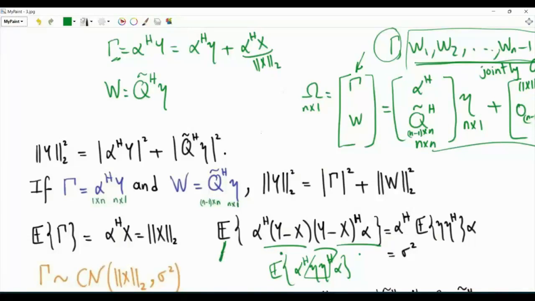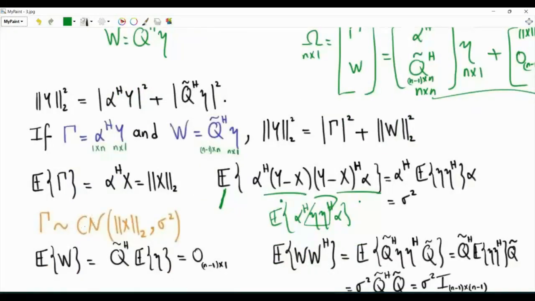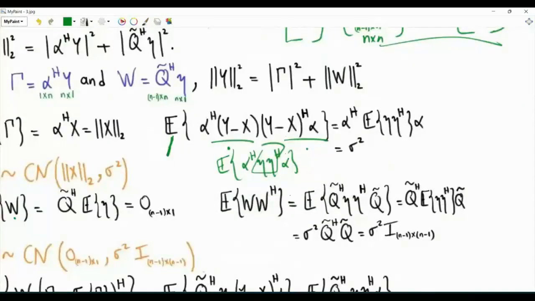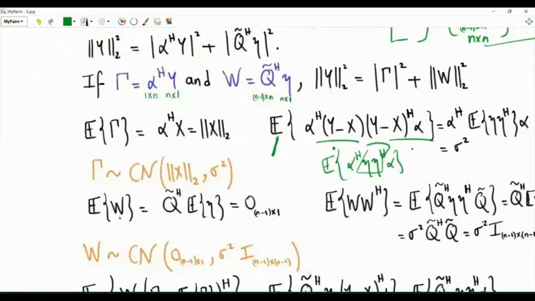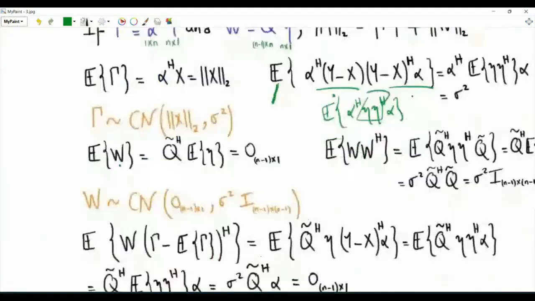So the variance of gamma is sigma squared. So gamma is a complex valued circularly symmetric Gaussian with a mean that is equal to the L2 norm of vector x and a variance that is sigma squared. Now, w, the mean vector is equal to 0, and like what we did for gamma, we can compute the covariance matrix, and the covariance matrix will be sigma squared times identity. So w is a complex valued circularly symmetric Gaussian with a zero mean, and the covariance matrix is sigma squared times identity, and the size here is n minus 1.